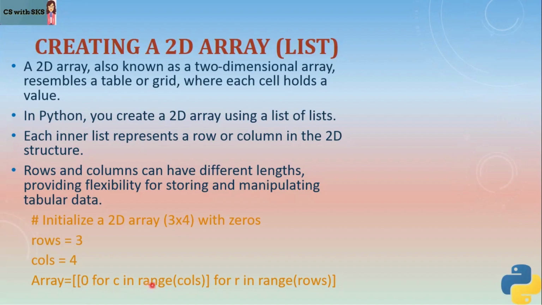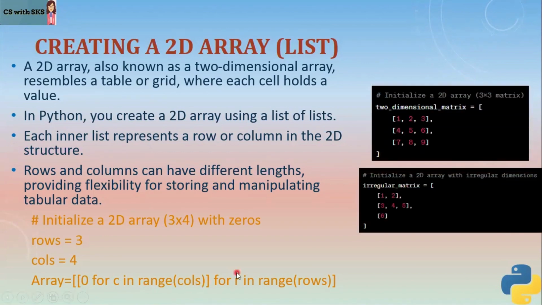So 0 for c in range(cols): this is the inner loop, and this is the outer loop, which is written for rows. The inner loop is used for columns and the outer loop is used for rows. So for r in range(rows), and inside it I have written for c in range(cols), I am filling each individual element with 0.